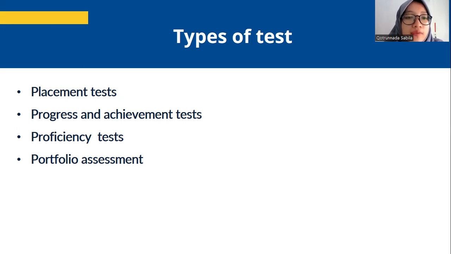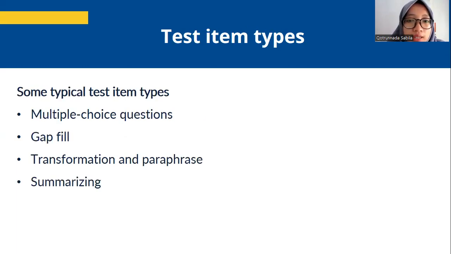Proficiency tests give a general snapshot picture of a student's knowledge and ability. And then for portfolio assessment, the student can be assessed based on three or four of the best pieces of work produced during a certain period. And then test item types. In the following examples, indirect test item types, both digital and pencil and paper items, are included.